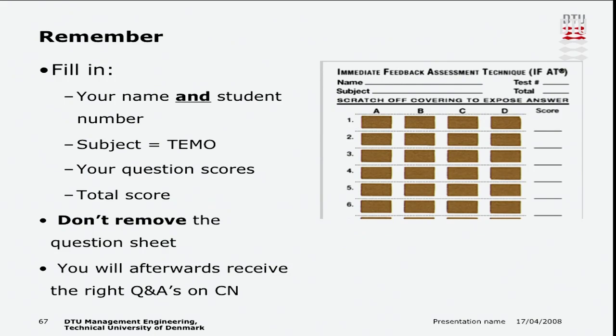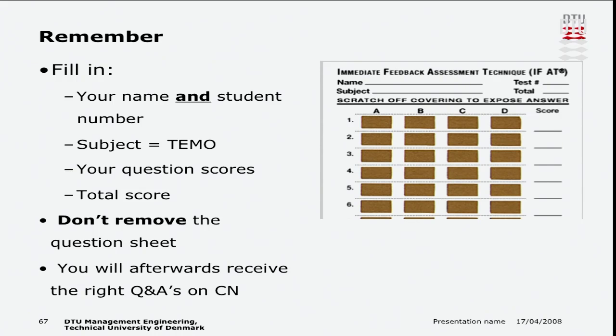So remember, so we can give you the right grade, to put your name and student number on the scratch card on the top. Subject is TEMO, your question score and your total score. So your score is on the right and then your total score in the end.